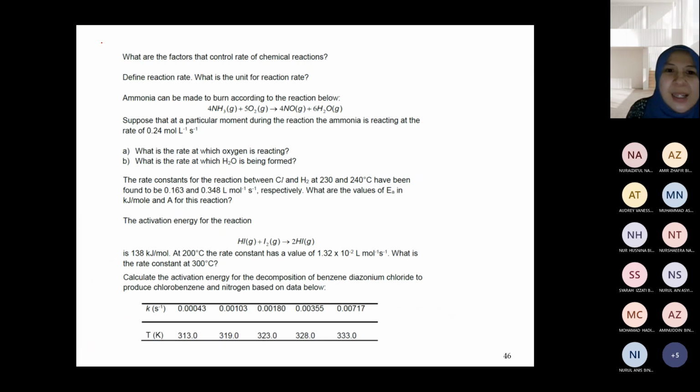Okay, juga so are you ready? Kita go very fast je ni. Okay, kita jawab ramai-ramai. So what are the factors that control rate of chemical reaction? So apa benda yang mempengaruhi rate of reaction ni? Anyone wants to answer? Temperature. Jawab je. Jangan malu-malu. Temperature, yes, okay. Temperature and composition juga, alright.